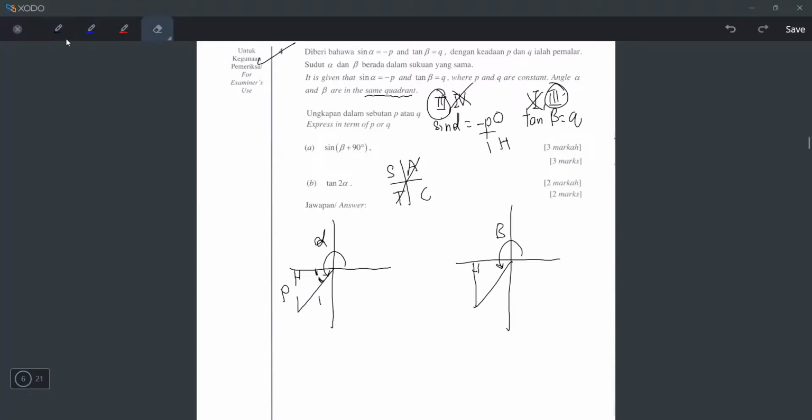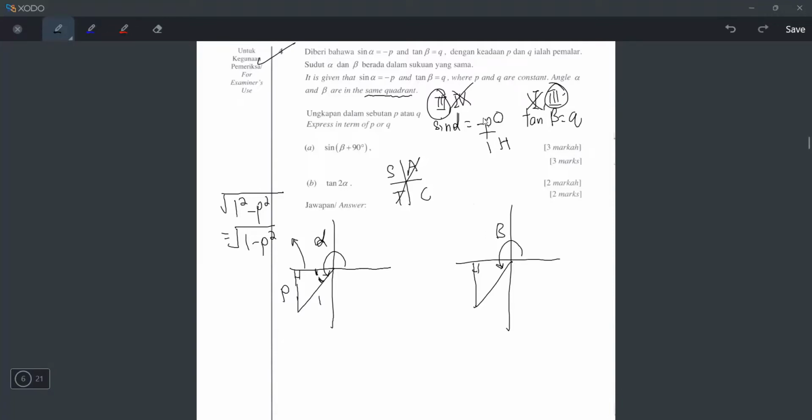After you have these two lines, p and 1, can you find this line here? You can, right? You can use Pythagoras theorem. Square root of 1 squared minus p squared, because here you're not finding the longest side, you're finding the shorter side. So you minus, not plus. It'll be square root of 1 minus p squared, and that's the length. Done already. Now let's go to the second diagram.